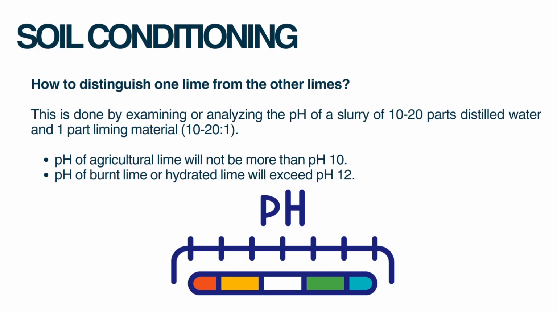If the material is agricultural lime or dolomite lime, the pH of the mixture will usually not exceed a pH of 10 because these types are milder and slower acting. However, if the material is burnt lime or hydrated lime, the pH of the slurry will exceed a pH of 12. This is because these forms of lime are stronger, more reactive, and more alkaline. So by checking the pH level of the slurry, we can easily determine whether the lime is a mild agricultural lime or a stronger, fast-acting lime such as burnt or hydrated lime.